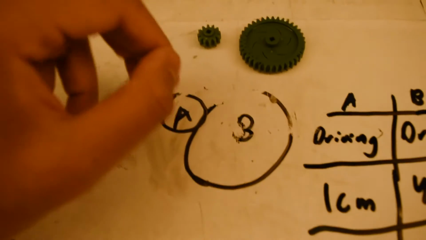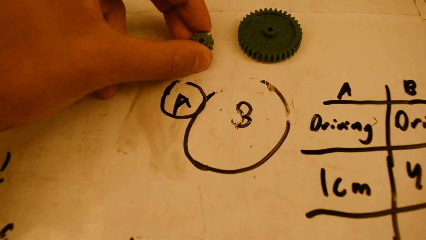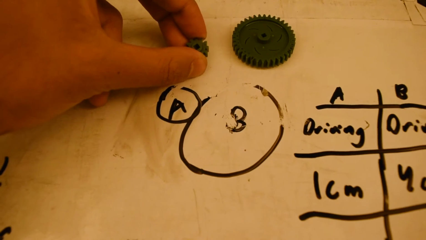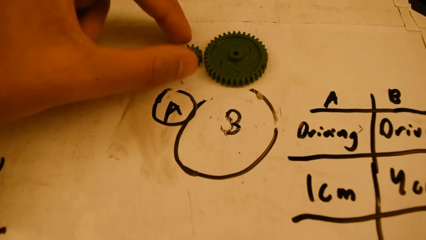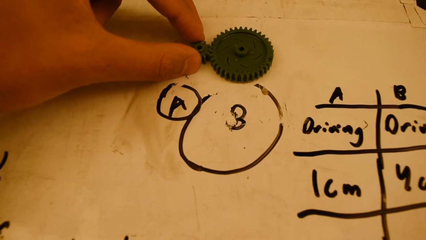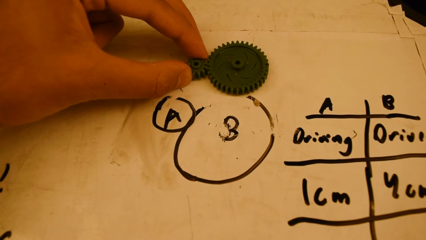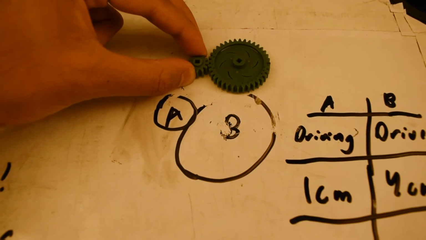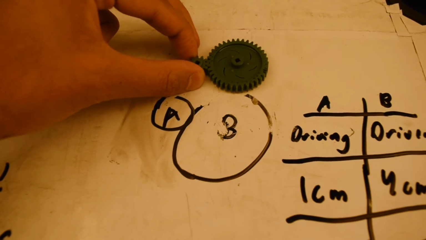Let's look at the setup in this car. Gear A is the driving gear and gear B is the driven gear. The driving gear is attached to the motor, whereas the driven gear is attached to the wheels. Every time the motor goes clockwise, the driven gear goes anti-clockwise, which explains why the motor actually goes anti-clockwise so the car could move forward.